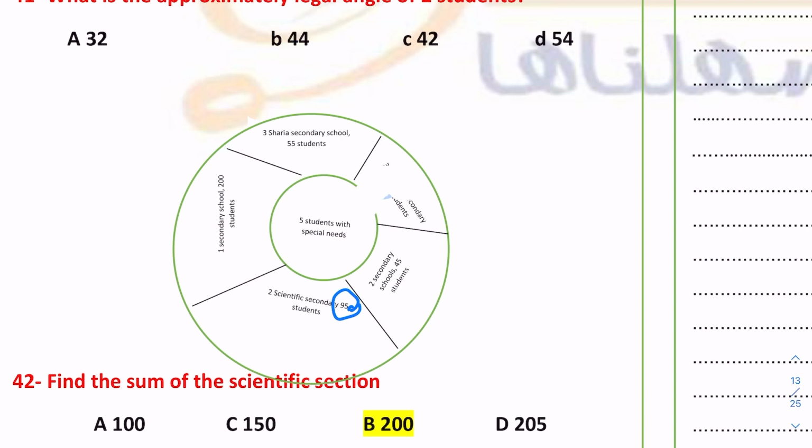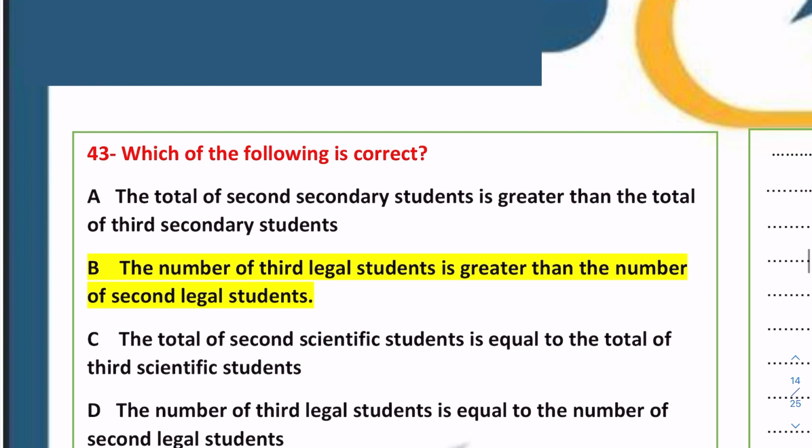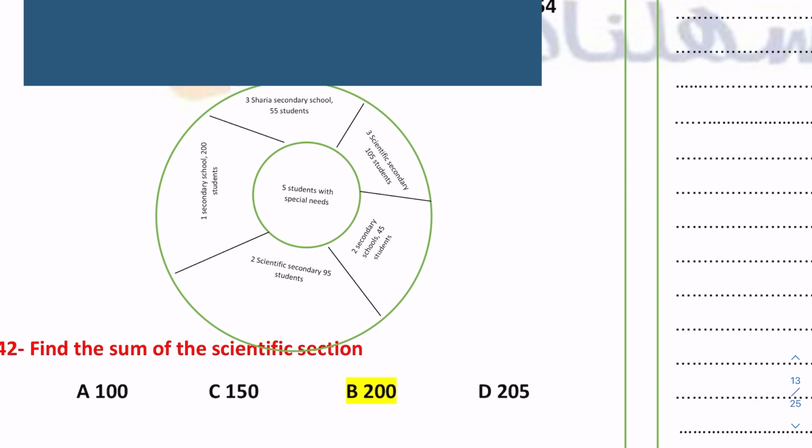This is not about the angles, it's about... Which of the following is correct? The total of second secondary students is greater than the total of third secondary. Okay, where is second secondary? Second secondary is here. Second secondary. Third secondary and third secondary. Okay, 45 and 95 will be 140, but here we have 160 for third secondary, so this is incorrect.